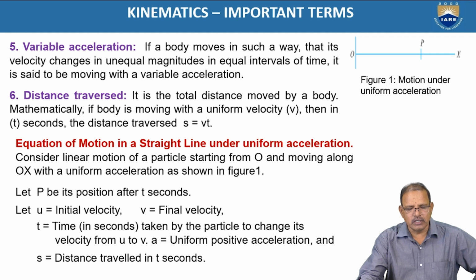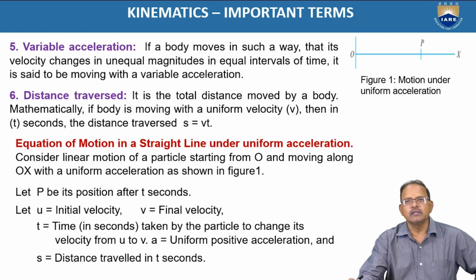The distance traveled is the distance moved by the body. Mathematically, if the body is moving with uniform velocity v, then in t seconds the distance covered is the product of velocity and time. Equation of motion in a straight line under uniform acceleration.